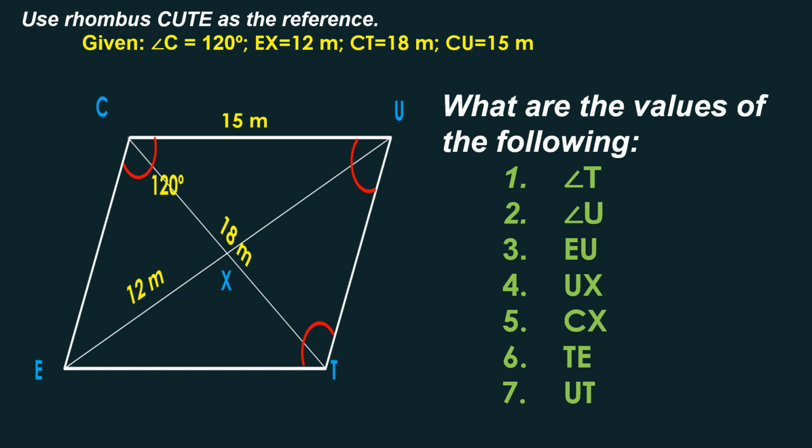Alright, let's apply what we learned about the properties of a rhombus. So we have here the given. Given is angle C here is equal to 120. EX is half of diagonal EU, which has 12 meters. CT is equal to 18 meters. CT is the whole diagonal. And CU, which is the side here at the top, has 15 meters.